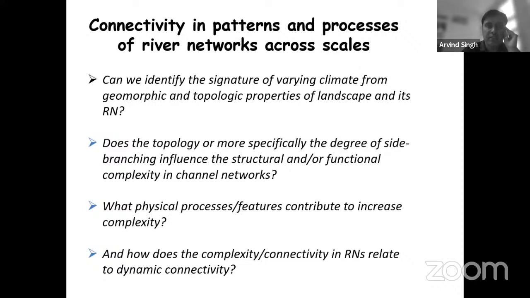So again, the questions are, does the topology, or more specifically the degree of side branching, influence the structural or functional complexity of river network? And what physical processes or features contribute to increasing complexity on the landscape? And how does the complexity or connectivity in general in river networks relate to dynamic connectivity?